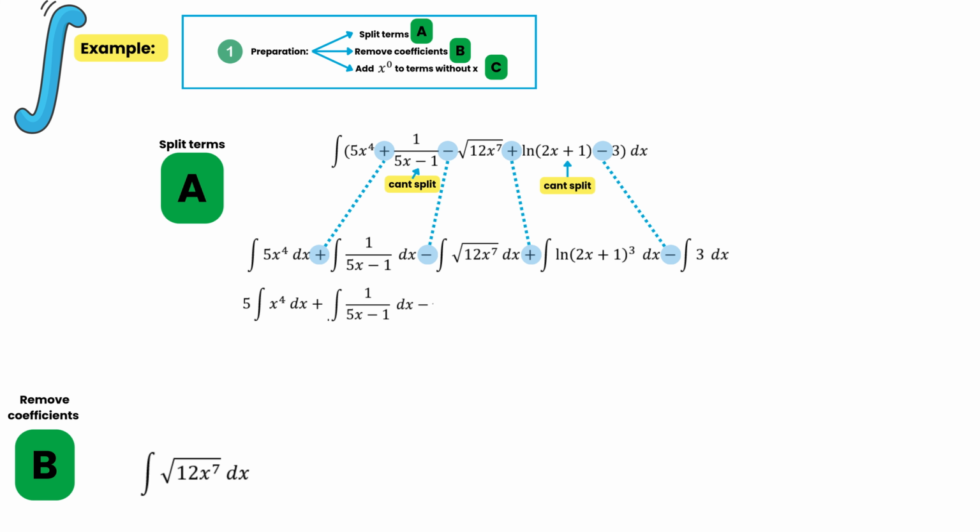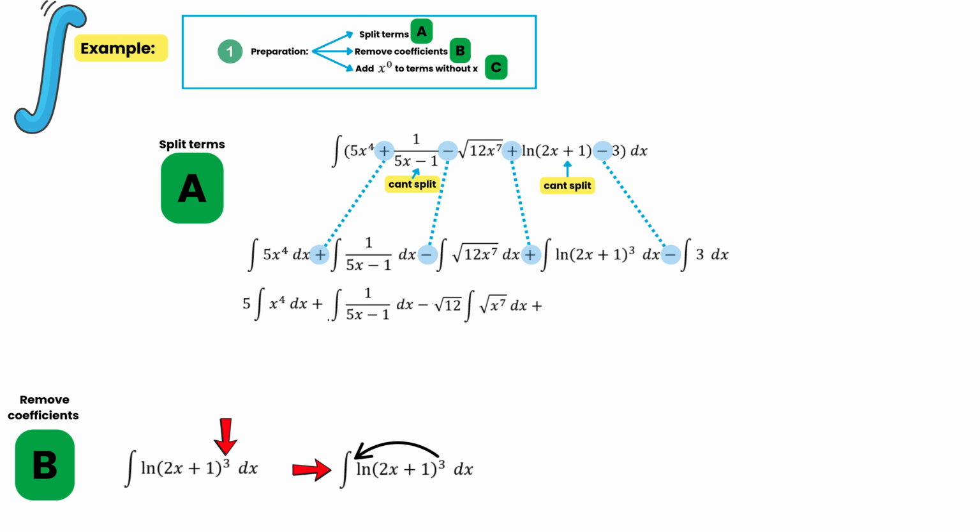For the third term, we have a root. To remove its coefficient, we first split the root. Very important: you may only split the root like this if there is a single term under the root. Once the root is split, we can easily remove the coefficient and place it in front of the integral. The next term is a natural log. Important, for natural logs and ordinary logs, the coefficient is actually hidden in the exponent, because with logs we can move the power to the front. Then it's a coefficient we can remove and place in front of the integral. In the last term, we can see there's no variable, so we leave it for now.